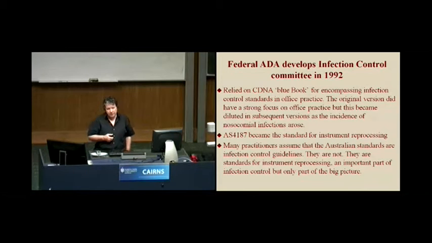For instrument processing, 4187 was the Australian standard, and a lot of people assumed that 4187 was the infection control manual. That's not true. 4187 and 4815, the Australian standards, are standards for instrument reprocessing only. They are not guidelines for infection control. They're an important part of it, but they are not the whole thing.